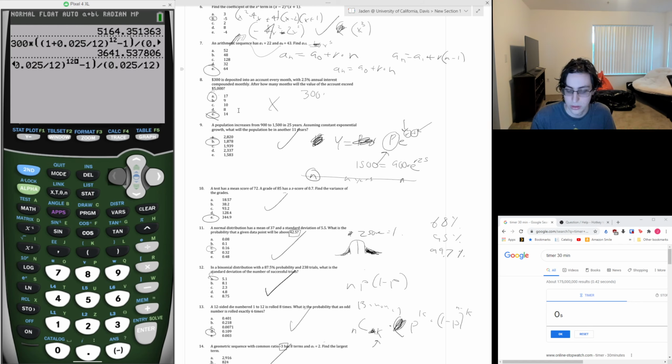So that doesn't work. Let's try 17 months, which we know is the right answer. I'd actually plug this into the calculator and see what works. 51.85, so that's the right answer.